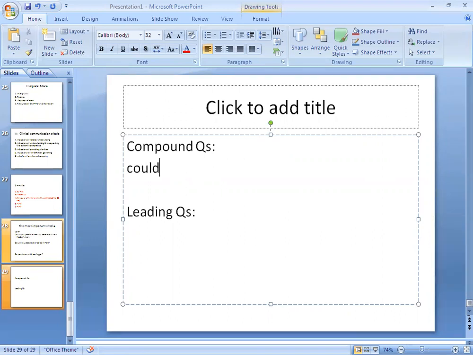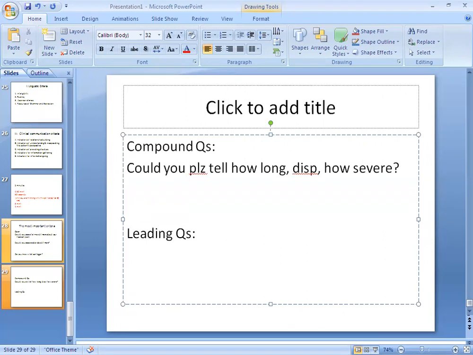Could you please tell me how is your headache? How long does it take? And also, when does it disappear? How long does it take? When does it disappear? How severe is it? Okay, so I mean two or three things. This is one question. This is a compound question. That is good, excellent.